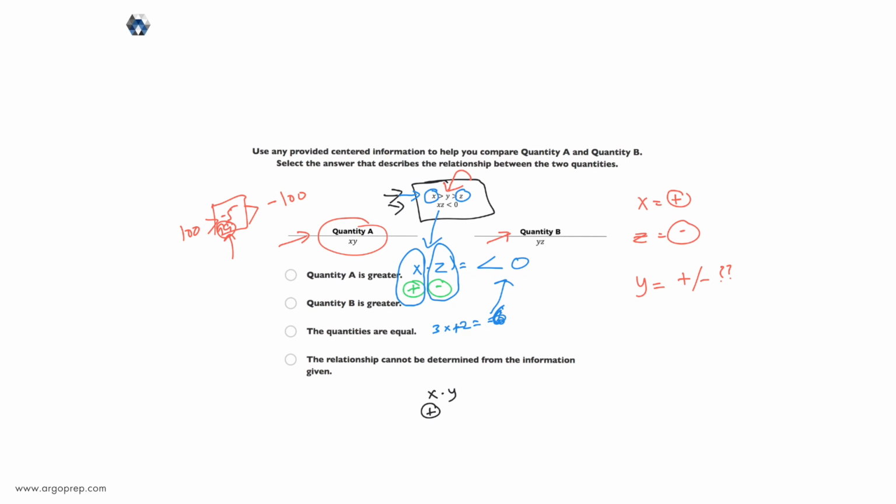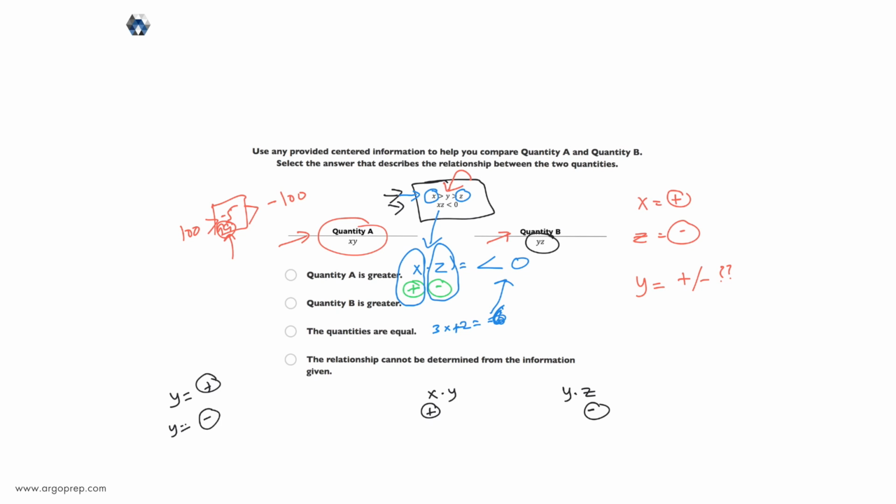I don't know what y is. And for quantity B, I have y times z, and z over here is a negative number. This much I do know. So I have only two scenarios here, right? Either y is a positive number or y is a negative number. So let's see what happens.